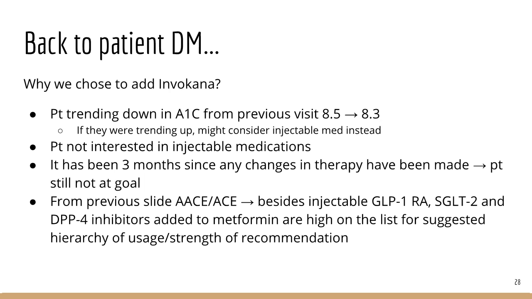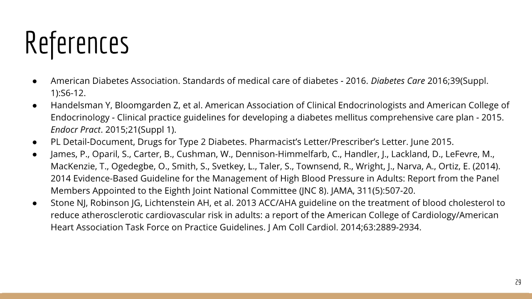And as you can see from the previous slide, besides the GLP-1 receptor agonist, which is an injectable medication, the SGLT2 and the DPP4 inhibitors, where the DPP4 inhibitor that the patient is on is the Jardiance, and then the SGLT2 is the Invokana that we want to add. Those are both high on the list for the suggested hierarchy for this patient.